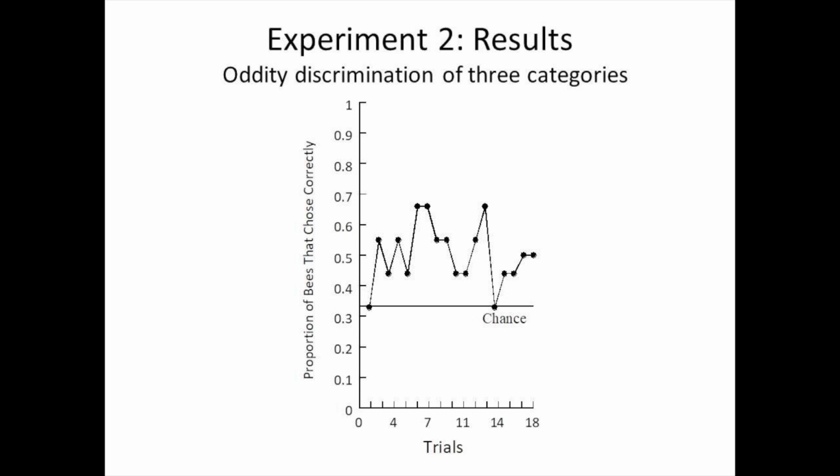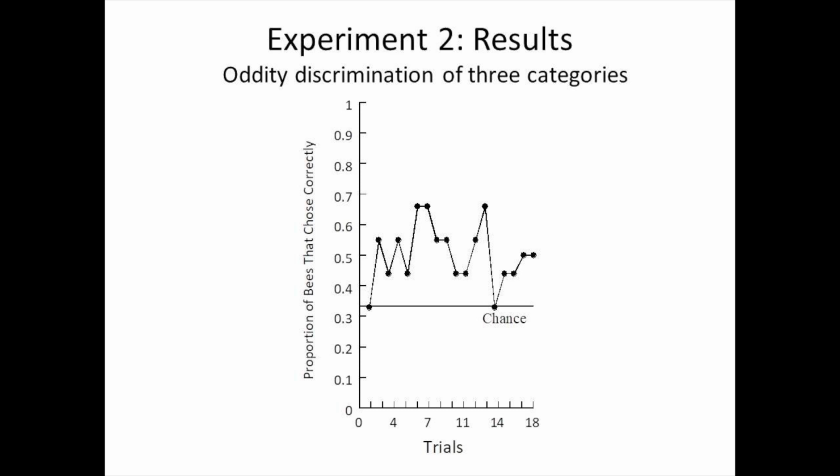The x-axis shows the 18 trials of training, while the y-axis shows the proportion of bees that chose correctly on each trial. The chance line still remains at 0.33. From the graph we can see that despite the variability in proportion correct, they did higher than chance overall. They did significantly higher than chance, and they learned how to choose the odd category correctly. We can note that for trial 14 there's a dip in proportion chose correctly, but there's no real explanation as to why this is, and they recovered pretty fast in the following 4 trials.